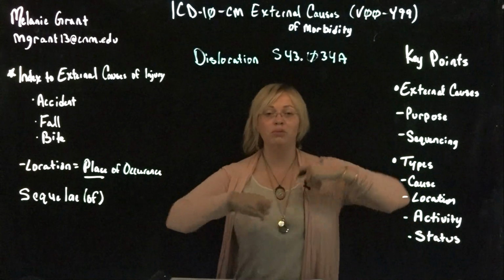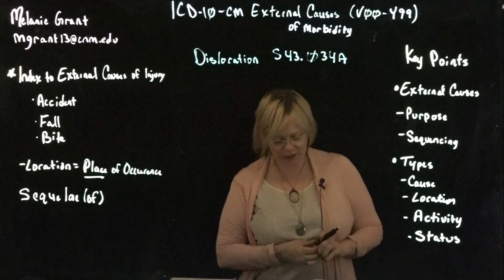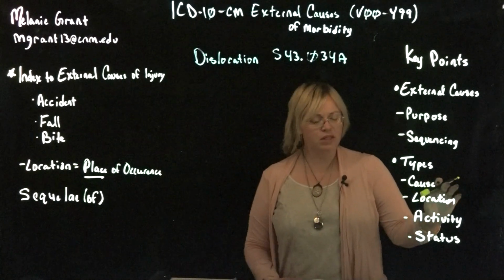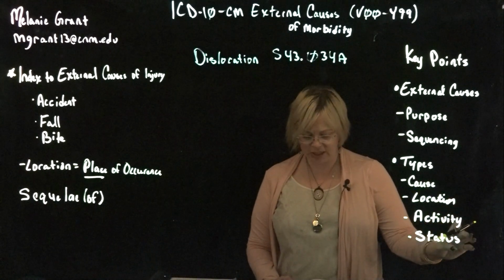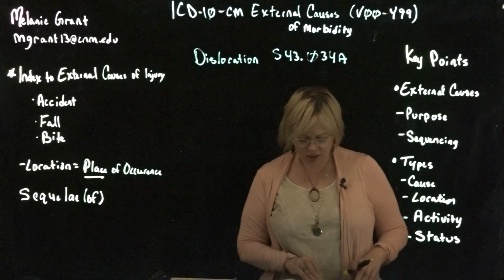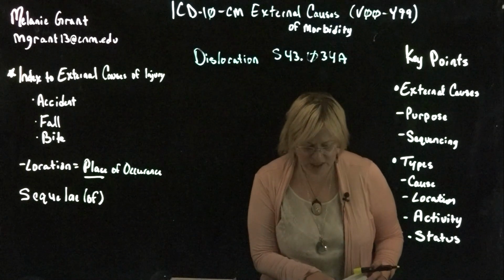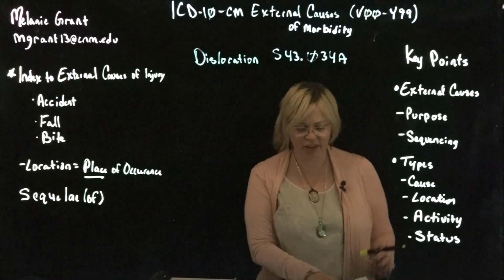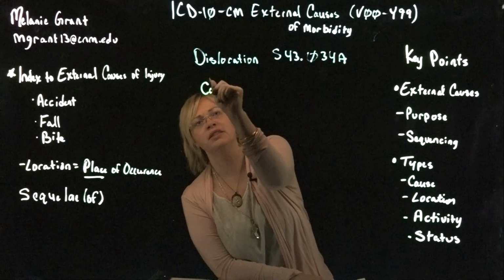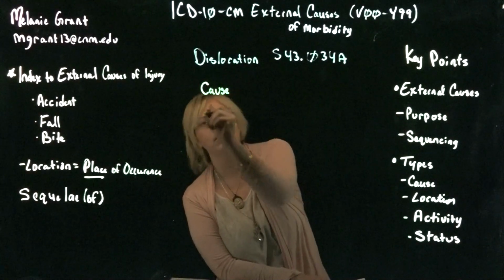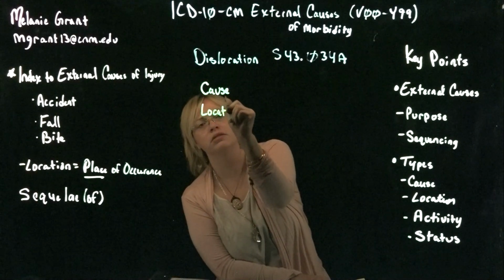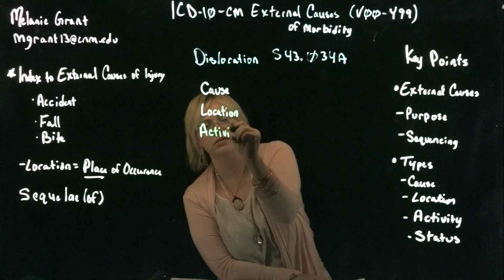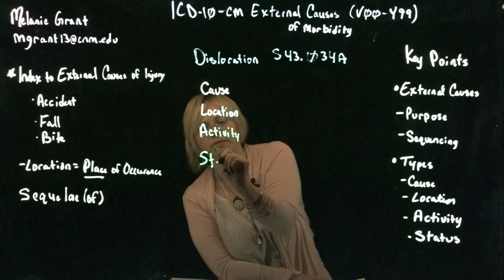And if you have the Let's Code It book, you can look along and see how they came up with that. The things that we want to look at is identifying what is the cause, what is the location, the activity, and status. Okay, so if we go back to our note, we say she was learning to rock climb at her gym. So that's an activity. So we have cause, location, activity, and status.